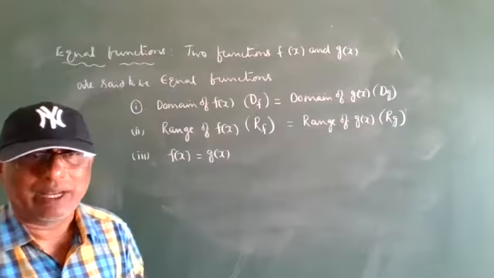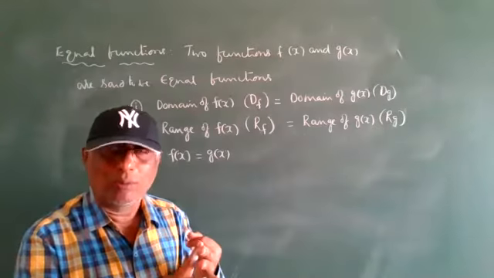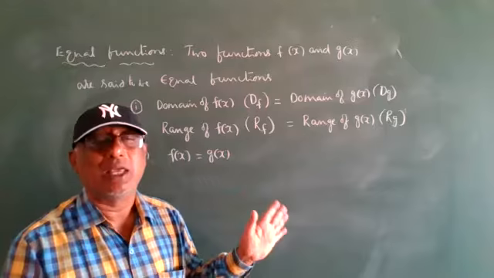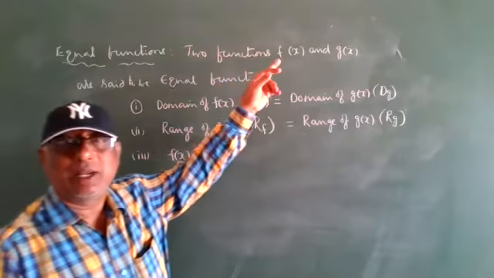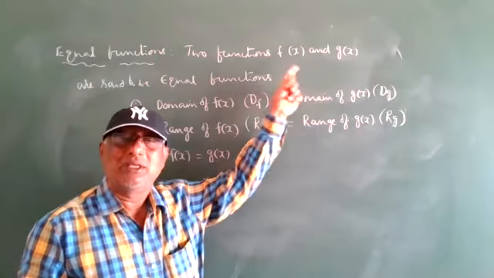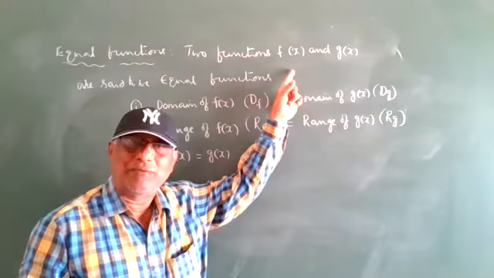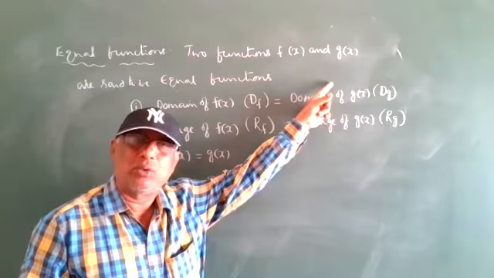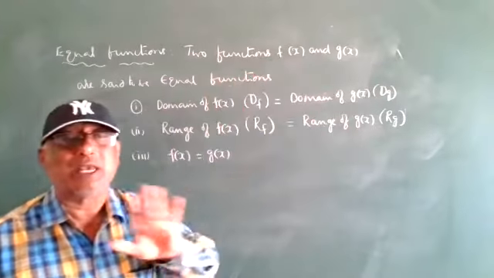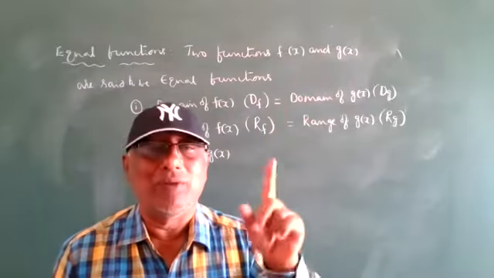So once again, I'm reading. Domains are equal, ranges are equal, codomains are equal. Then only we say that the two functions are equal functions. One function symbol is f of x, the second function symbol is g of x. The f of x domain and g of x domain are equal, f of x codomain and g of x codomain are equal, f of x range and g of x range are equal. Then only we say that the two functions are equal functions.